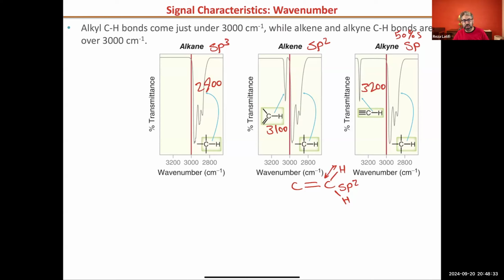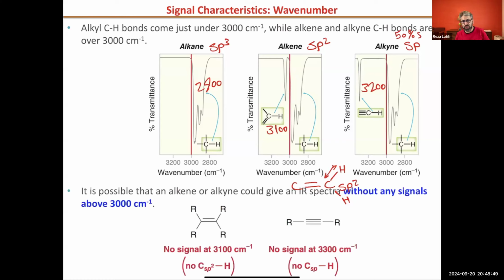So as we move from sp3 to sp hybridization, with increasing S character, the bond gets shorter. Because the bond gets shorter, you need to spend higher energy to vibrate it. So the wave number is going to go to higher wave numbers.